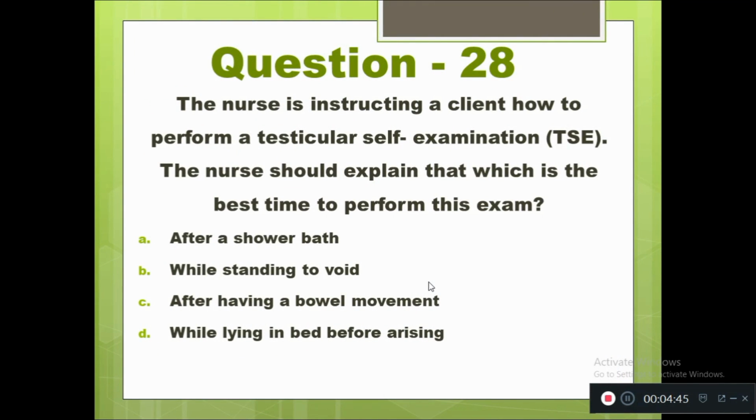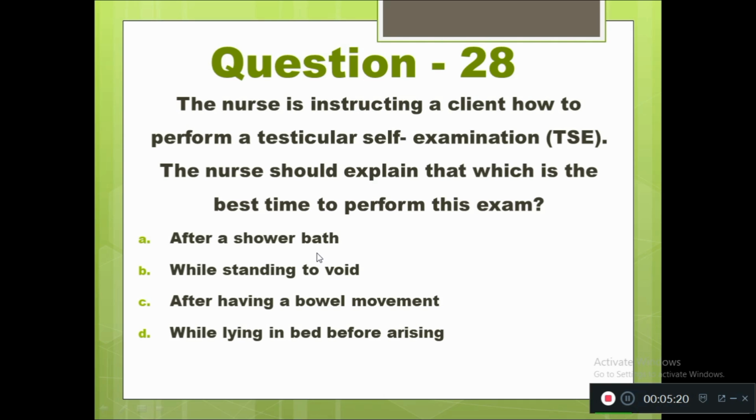28. The nurse is instructing a client how to perform a testicular self-examination (TSE). The nurse should explain that which is the best time to perform this exam. Option A after a shower bath, option B while standing to void, option C after having a bowel movement, option D is while lying in bed before arising. So, in order to do testicular self-examination, the best time is after taking a shower.